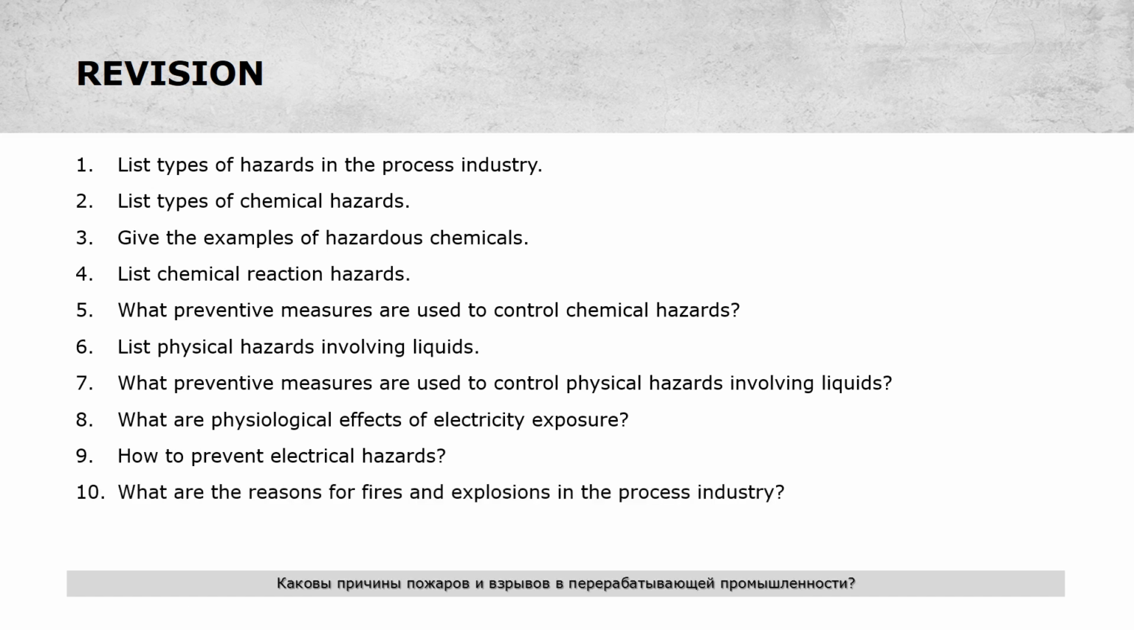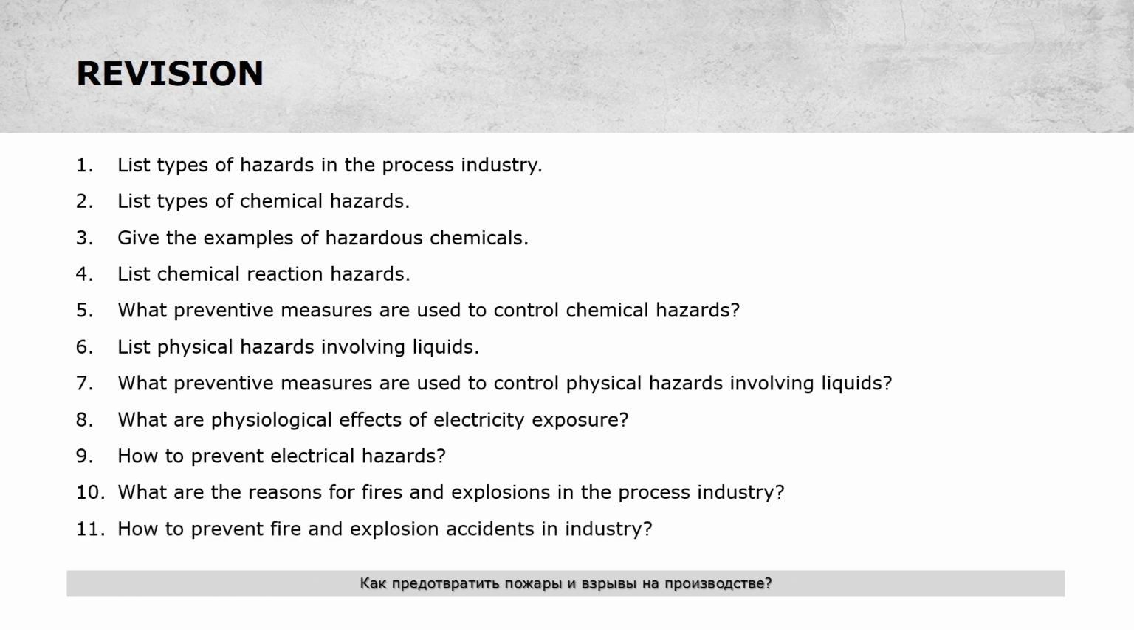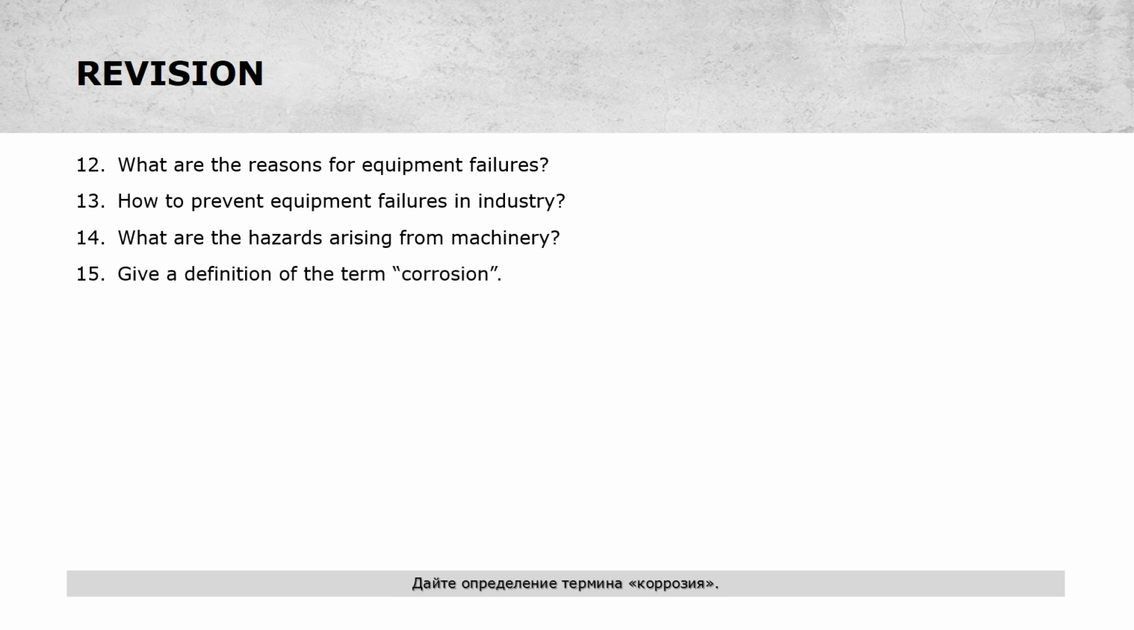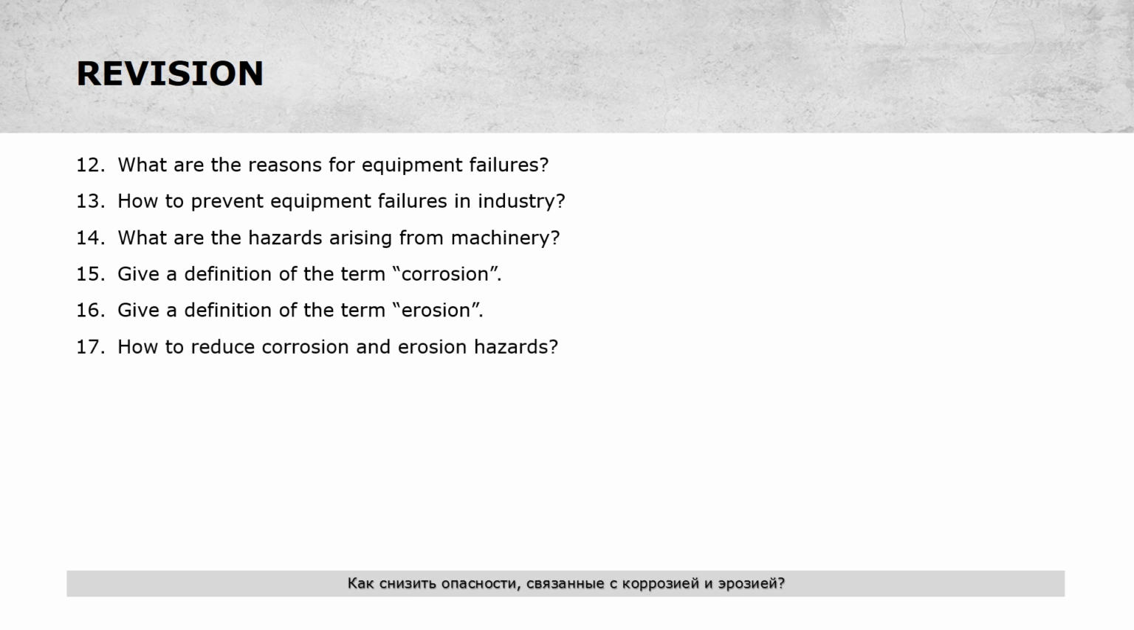What are the reasons for fires and explosions in the process industry? How to prevent fire and explosion accidents in industry? What are the reasons for equipment failures? How to prevent equipment failures in industry? What are the hazards arising from machinery? Give a definition of the term corrosion. Give a definition of the term erosion. How to reduce corrosion and erosion hazards? What techniques are used for process hazard analysis?